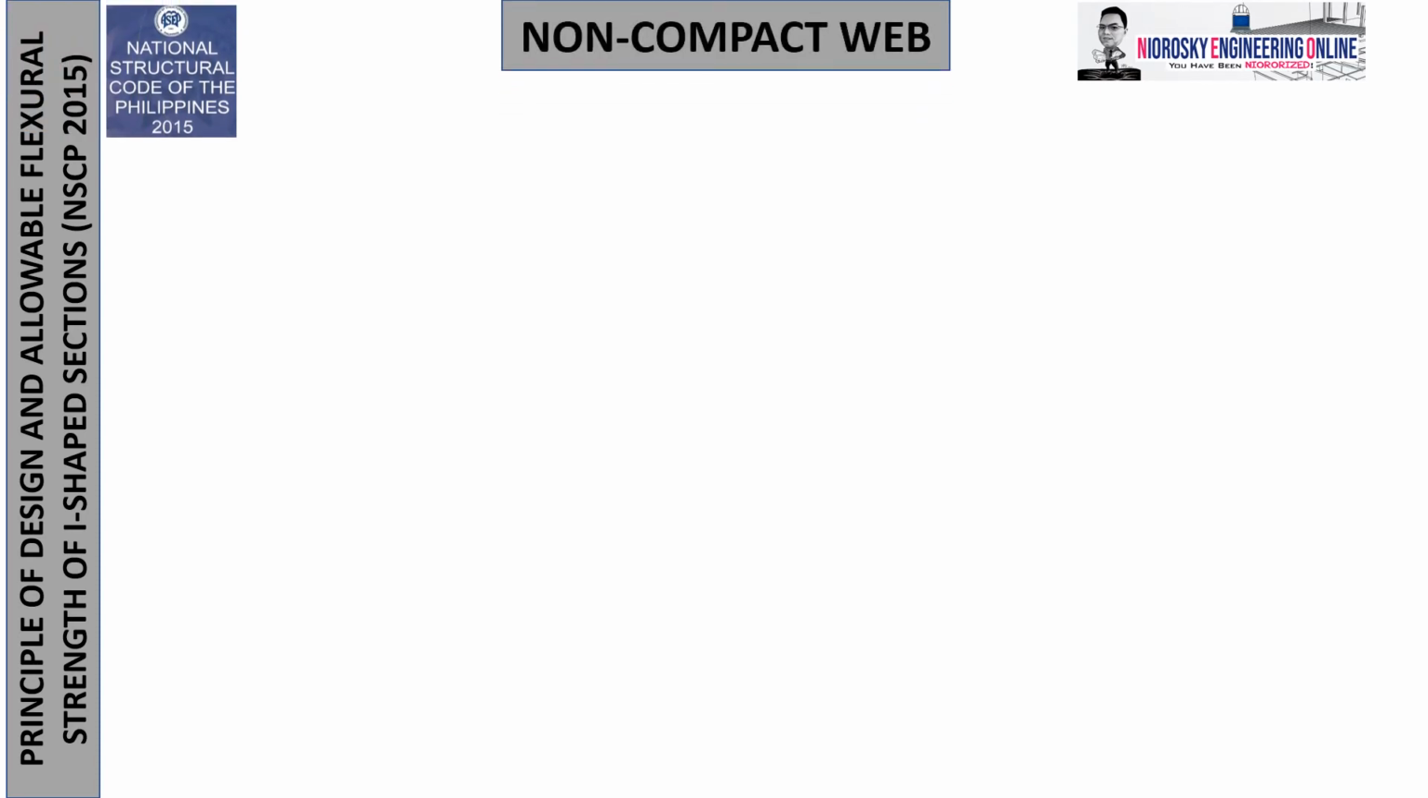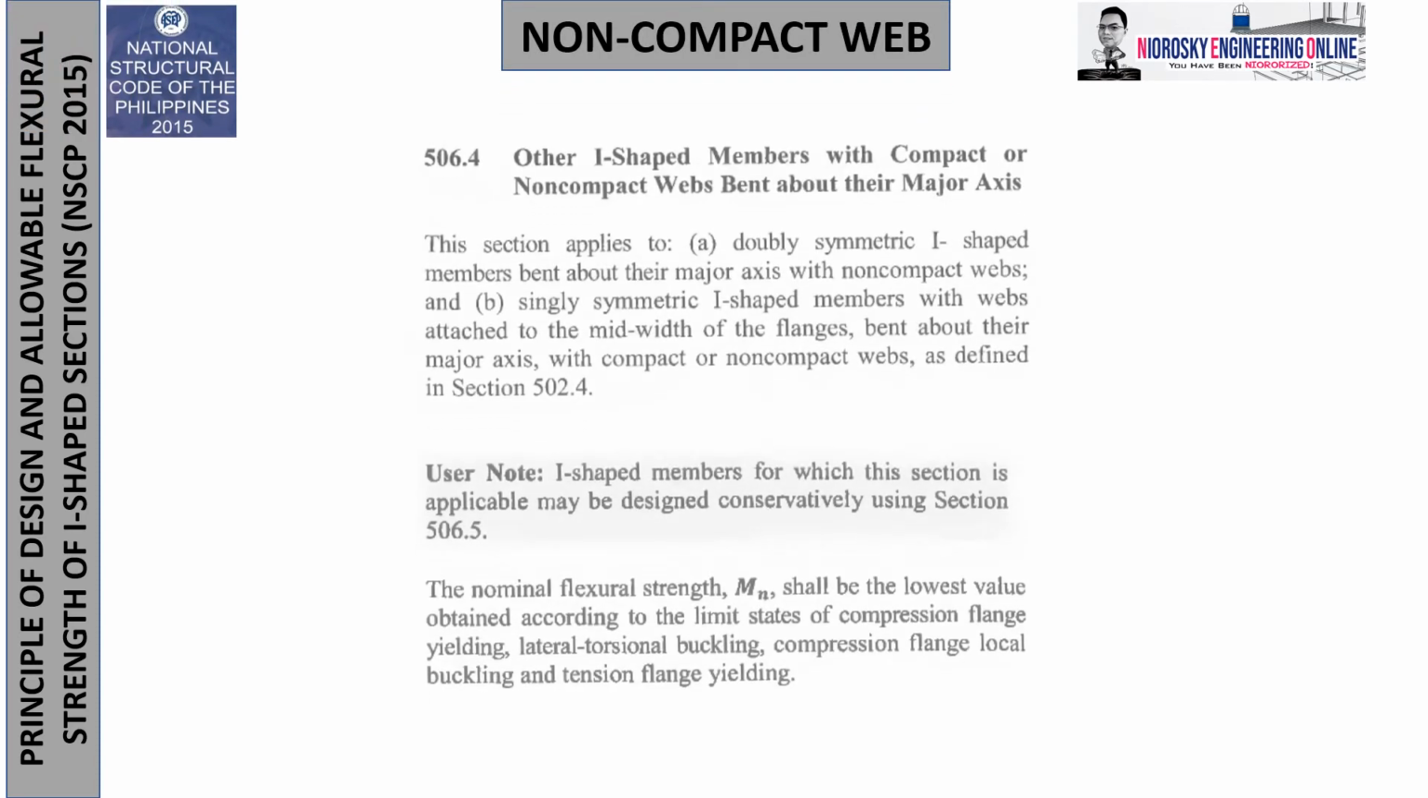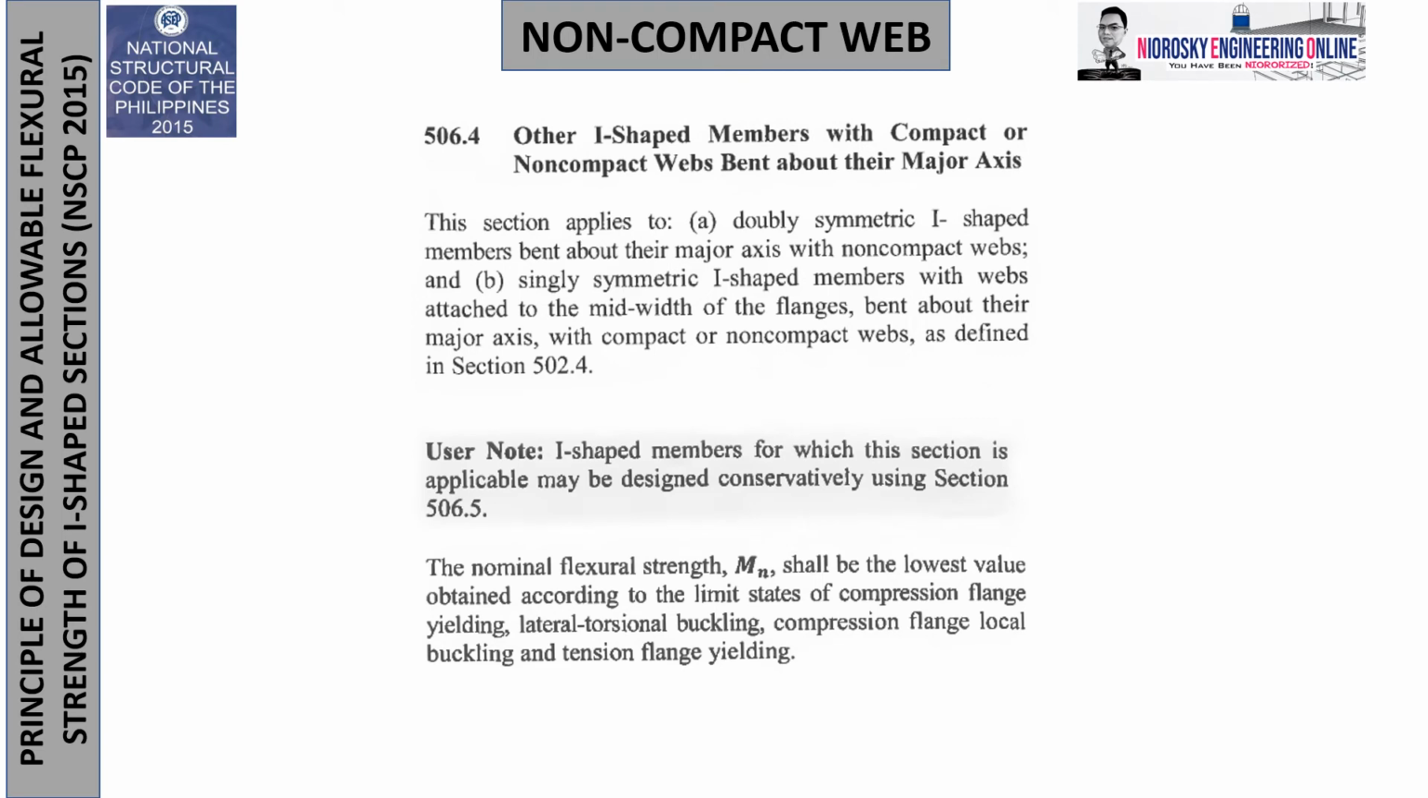Ngayon, what if non-compact web? Okay? So, sabi ng NSCP 506.4, other I-shaped members with compact or non-compact webs. Sabihin, wala na siyang pakialam kung ano nangyari sa flange mo, basta yung web pa lang is nagkaroon ng conditions na to. So, kailan nag-a-apply yan? Basahin natin. So, the section applies to, una, doubly symmetric I-shaped members bent about their major axis with non-compact webs. Ibig sabihin, wala na siyang pakialam kung ano nangyari sa flange mo, no? So, basta yung web mo naging non-compact agad.